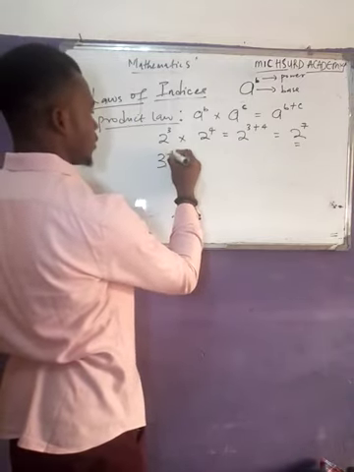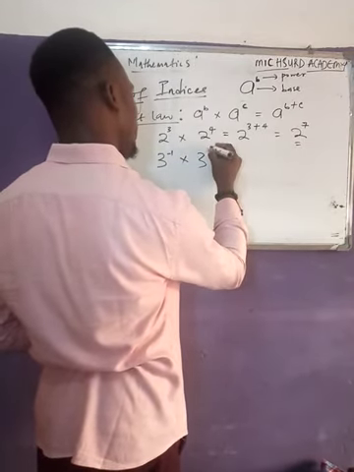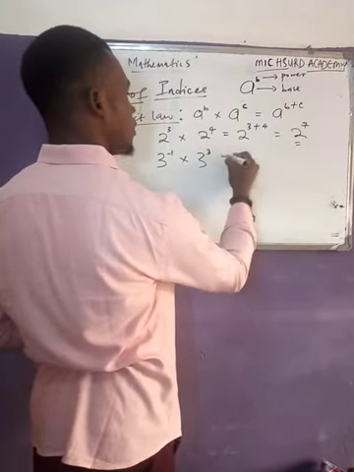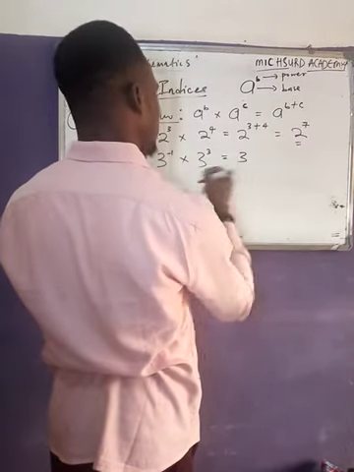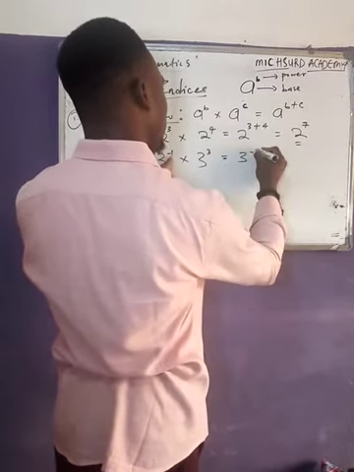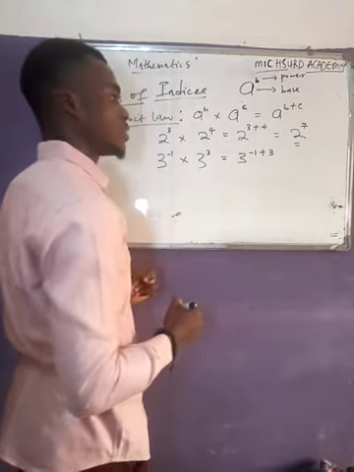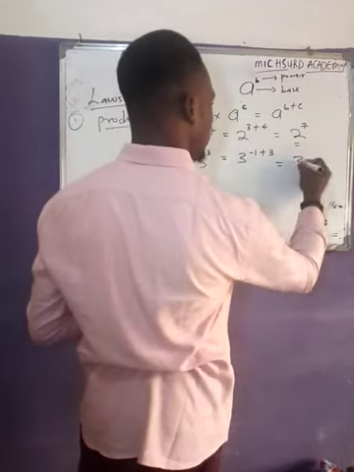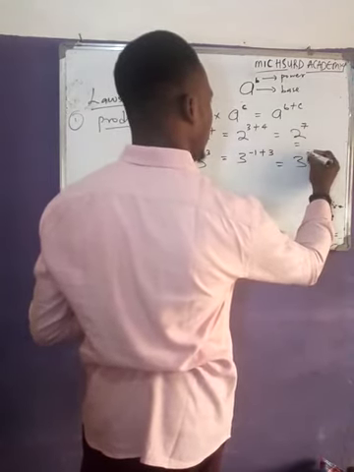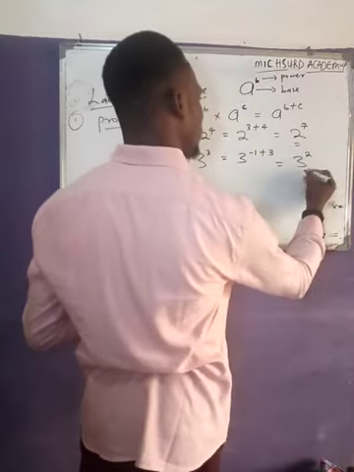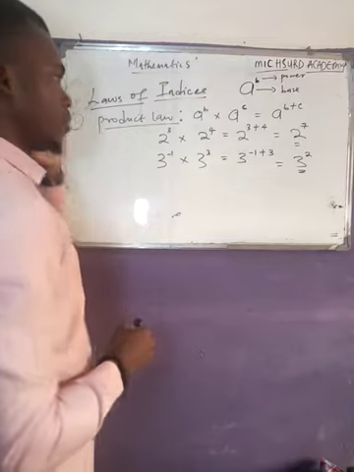If we have 3 raised to power minus 1 times 3 raised to power 3, since the bases are the same, we take the common base, which is 3, then we have minus 1 plus 3. We add up the powers, and minus 1 plus 3 will give you 2. So 3 raised to power 2 becomes our answer. So this is what we mean by the product law.